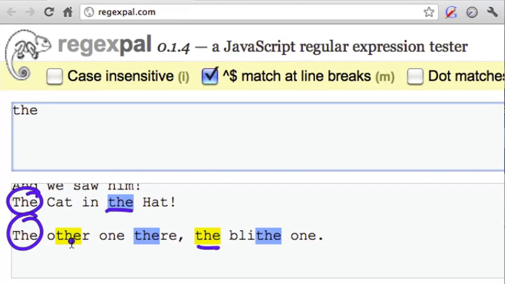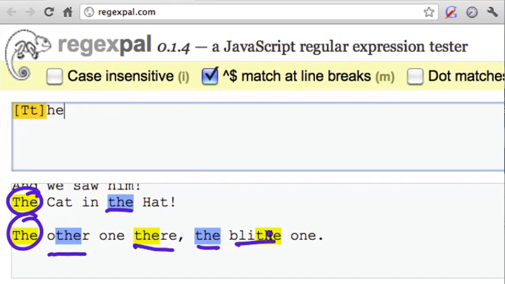Let's fix the first problem. How do we not only get the thes in the middle, but those capitalized thes at the beginning? Well, we're going to use our disjunction. And sure enough, that correctly now matches the two beginning of line thes. But you notice that our pattern, although it now captures something it missed before, still captures things it shouldn't be capturing. Other, there, and Blythe.